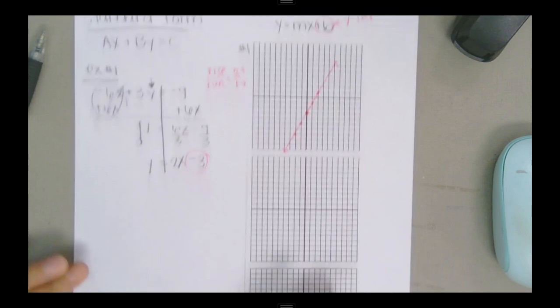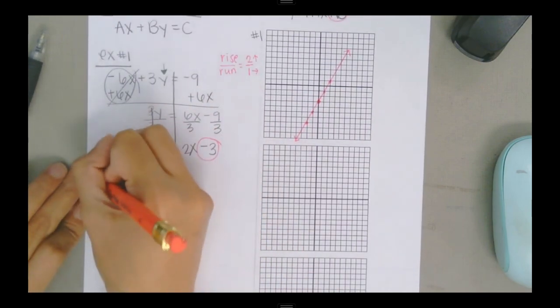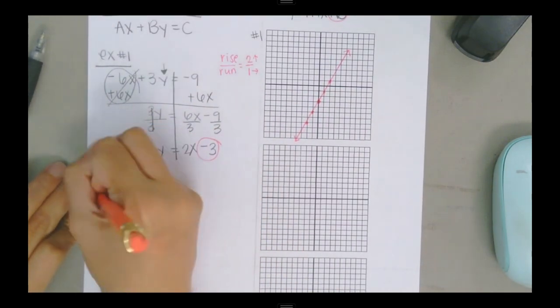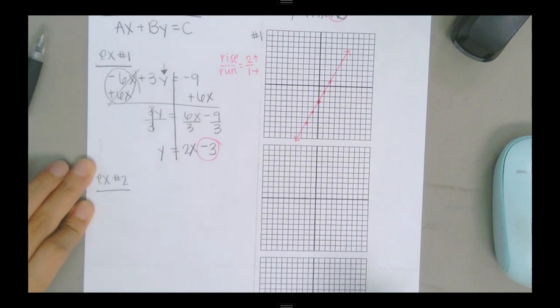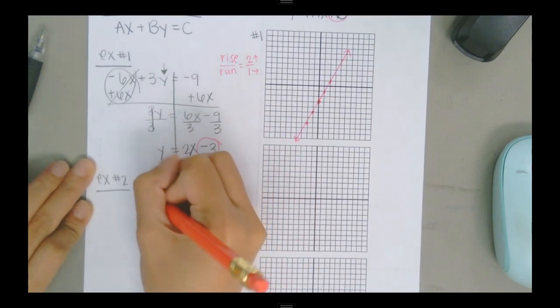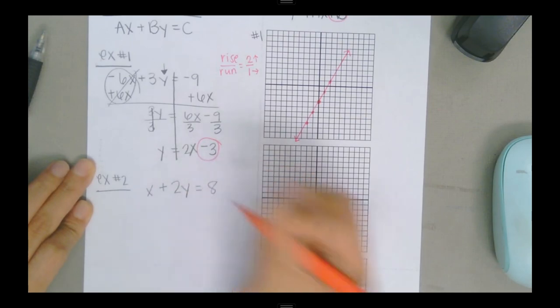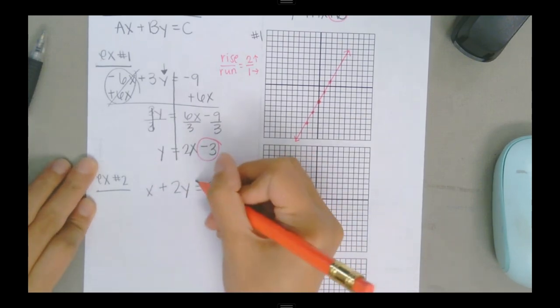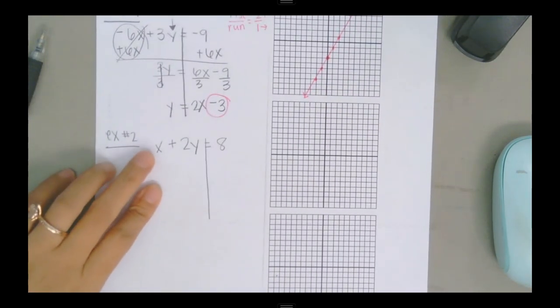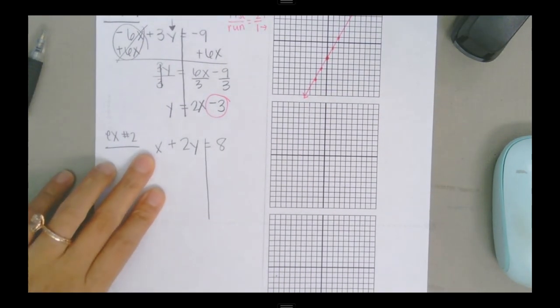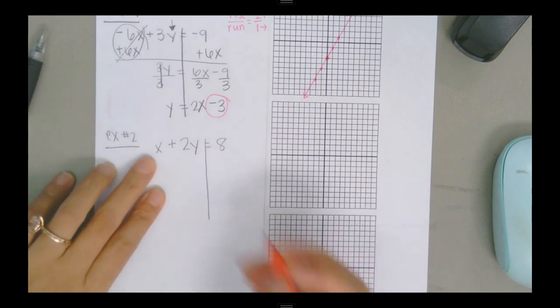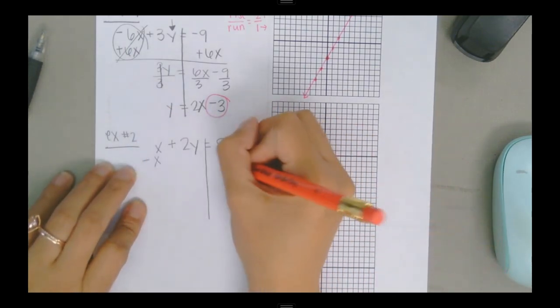Let's try another example. So number 2 is going to be x plus 2y equals 8. Okay, so again, I'm going to solve this like a normal equation. I want to get rid of this x first. And right now it's a positive x. So to do the opposite, I'm going to subtract x.